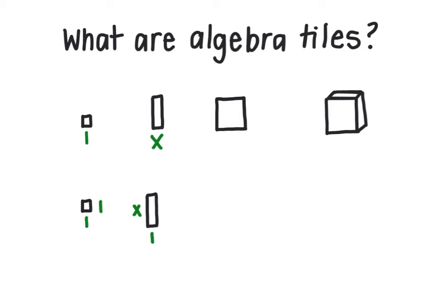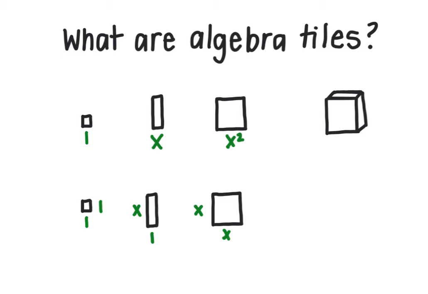The third tile is the x squared tile. It also gets its name from its area. It has an x for a length and an x for a width. So when we multiply x by x, we get x squared.